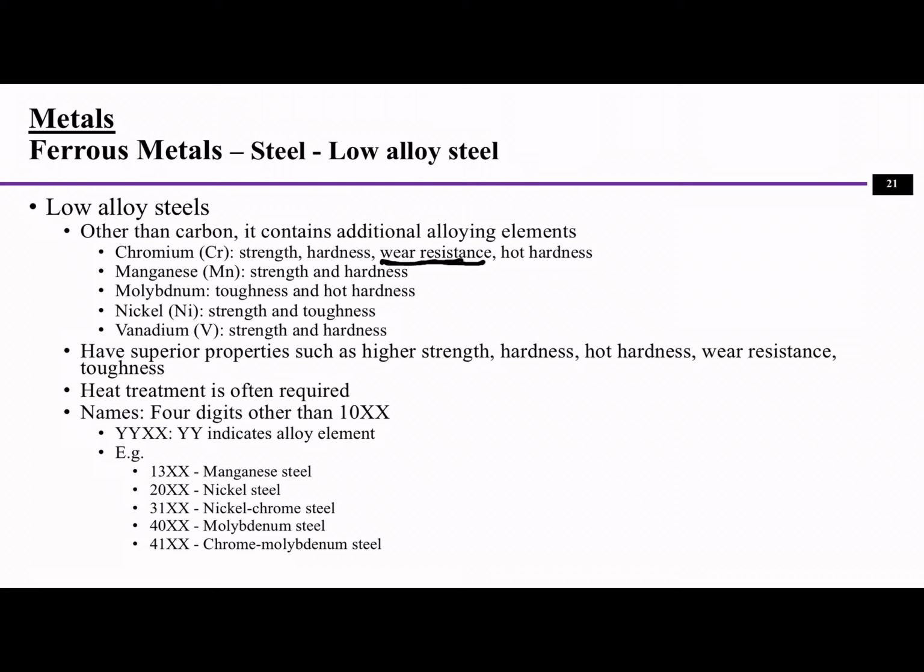For other materials, like manganese and molybdenum, and also some other elements, usually if you increase those elements, it will actually perform better in strength and hardness.